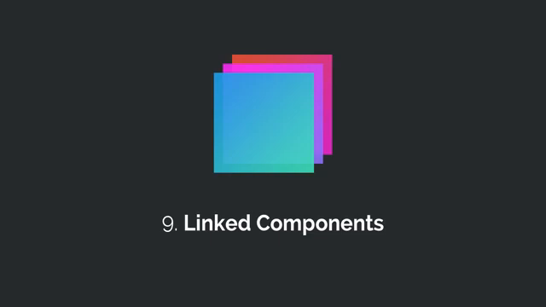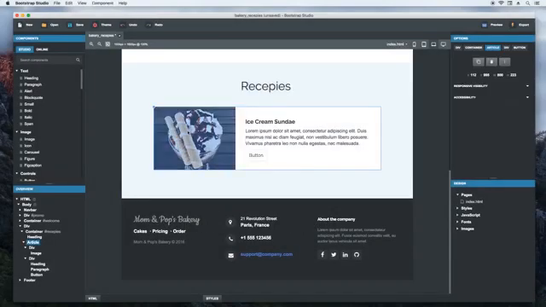One very powerful feature in Bootstrap Studio is the ability to synchronize components so they are updated together. We call it linked components. This is how it works. Select an item, right-click it and copy it.